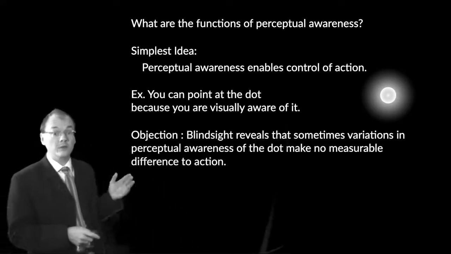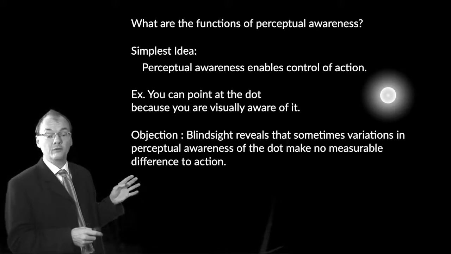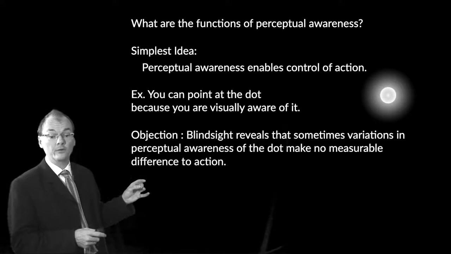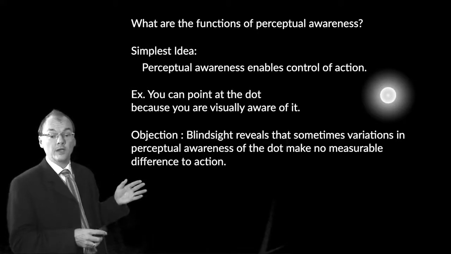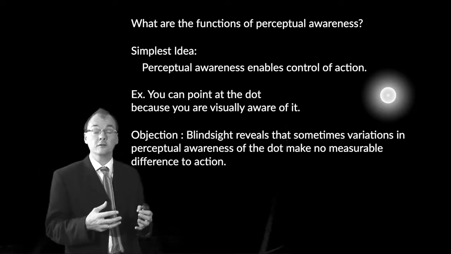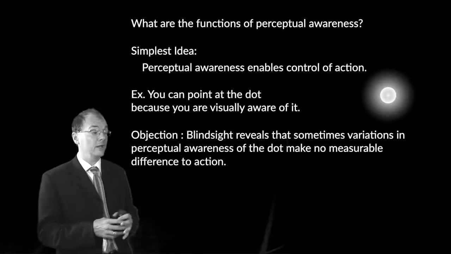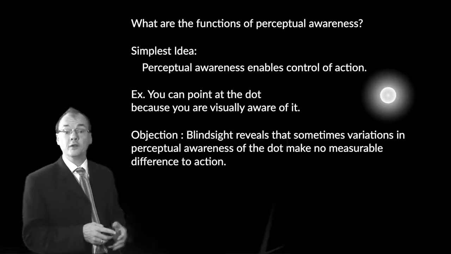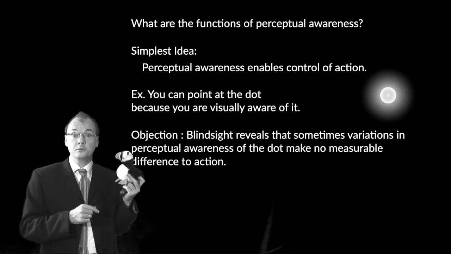But now we've seen there's a compelling objection to that claim. The objection is that blindsight reveals that sometimes variations in perceptual awareness of the dot make no measurable difference to your actions. That objection makes it seem that the simplest idea must be wrong. It's as if you were to tell me one of the functions of feathers is that they enable flying, but I found again and again that when you strip the feathers, the bird is still able to fly. Don't strip feathers. We're all very fond of birds, and we're not going to strip any feathers at all.